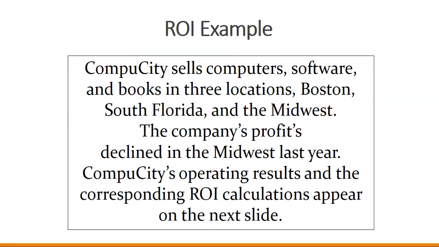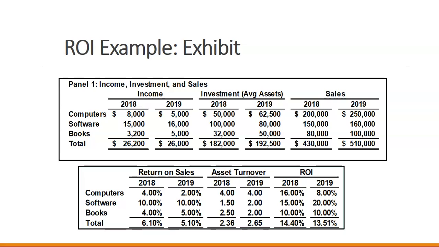Next, we're going to look at an example for return on investment. So we have a computer company. They sell computer software and books. They have 3 locations. The company's profits declined in the Midwest last year, and so we're going to look at their operating results and ROI calculations. We have computers, software, and books. We have the income, the average assets invested, and their amount of sales.